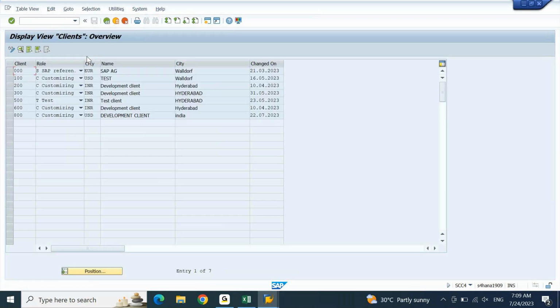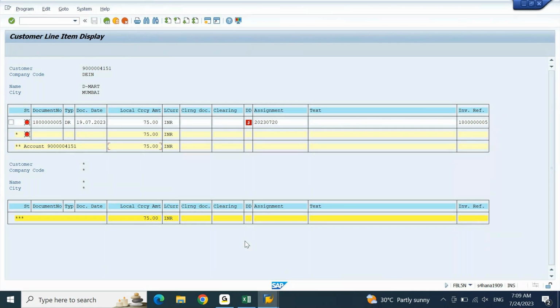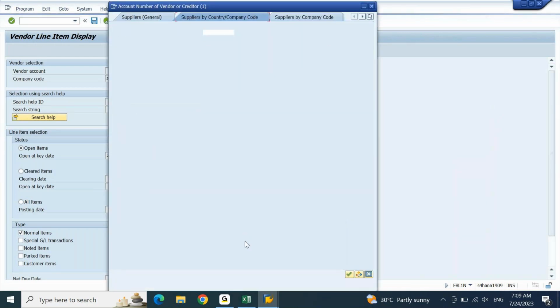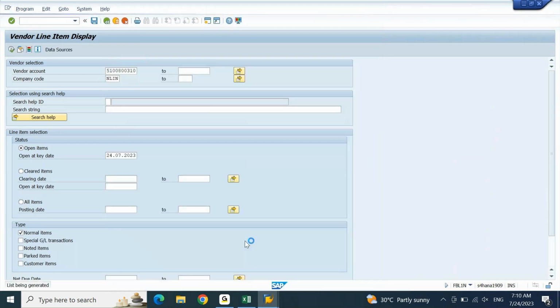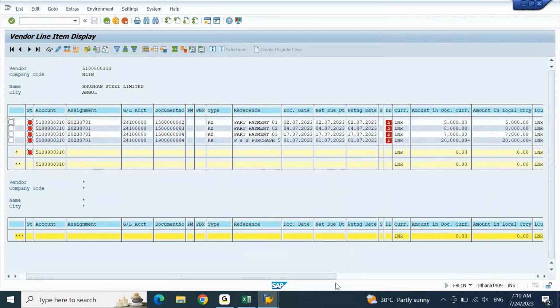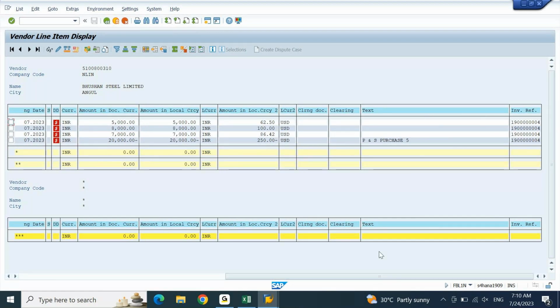First check what is the group currency. This is dollar. FBL 1N. $310. INR is your local currency. The group currency is not becoming zero. This is not the exact reason, this is one of the reasons.